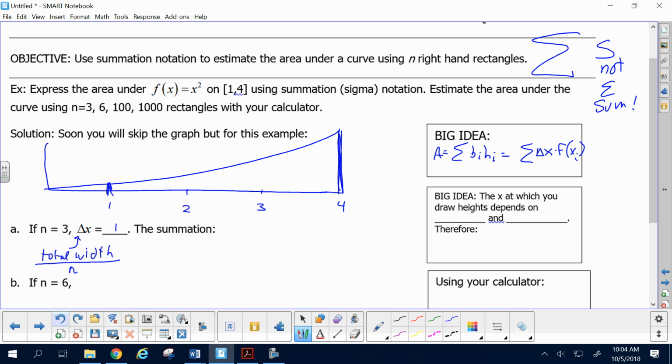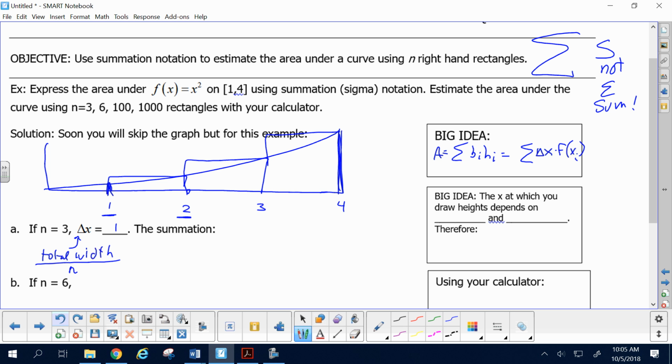Before we're ready for the summation, let's draw the first height. The first height is going to be choosing between the function at 1 or the function at 2? Well, if I'm using a right-hand rectangle, then I'm going to use the function at 2. Then the function at 3. Then the function at 4.